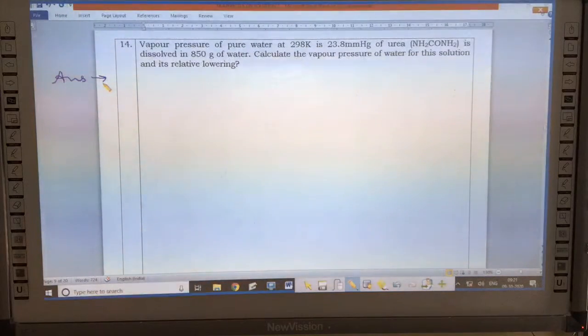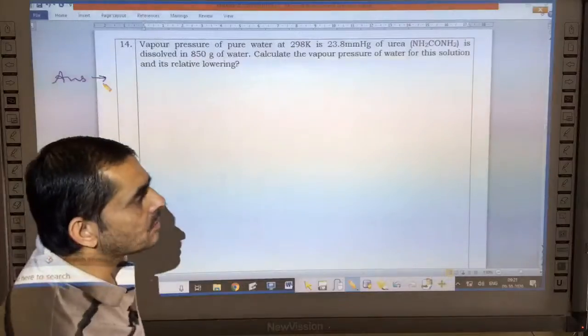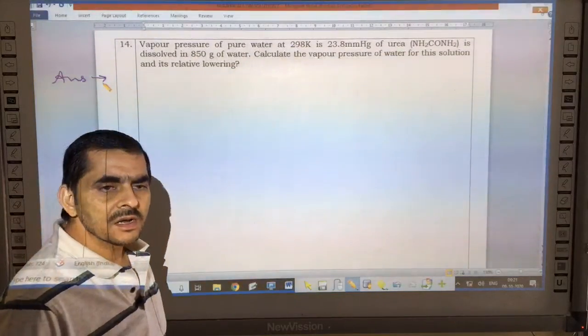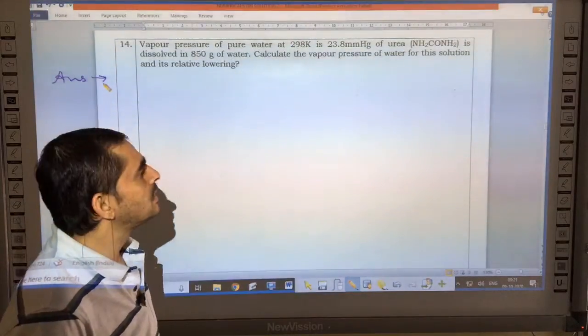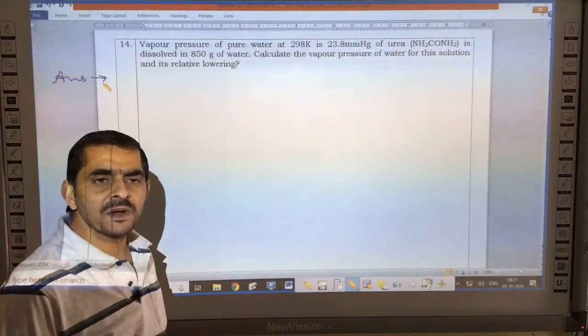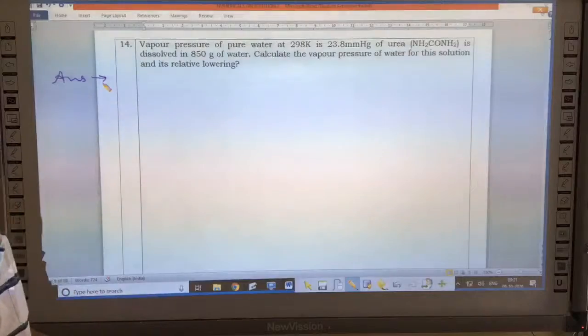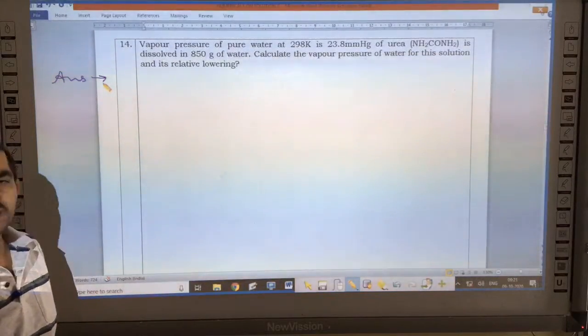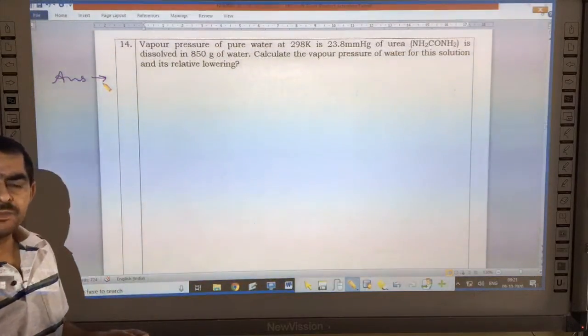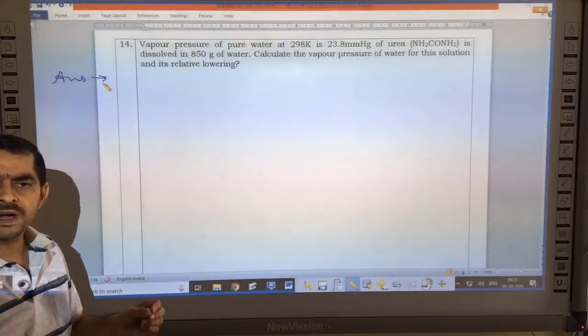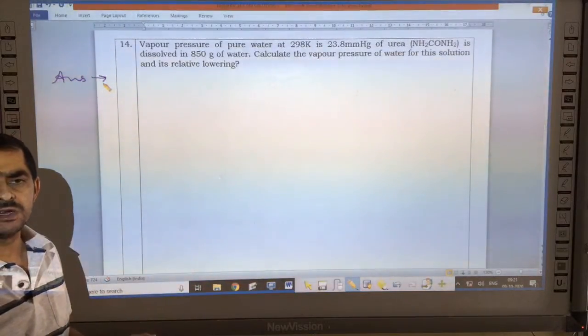Okay, let us continue the remaining numericals of solutions. I have discussed molarity, mole fraction, Raoult's law, Henry's law. Now let us move on to the next part, that is colligative property. You are familiar with the word colligative property. What is colligative property? The property which depends upon the number of solute particles present in a solution.